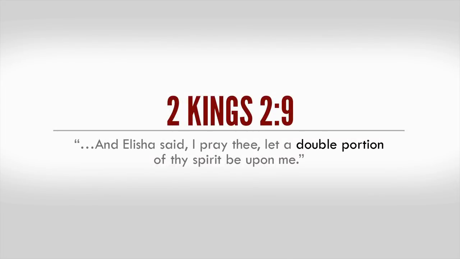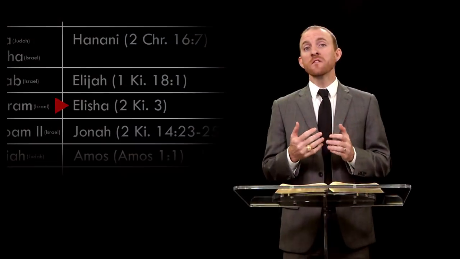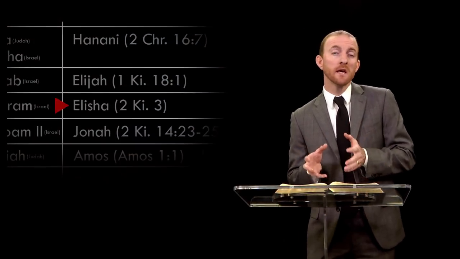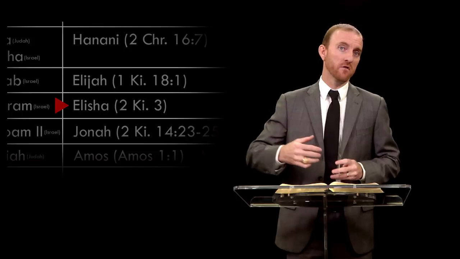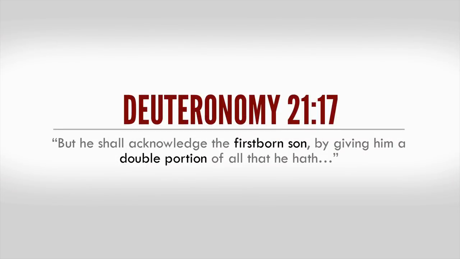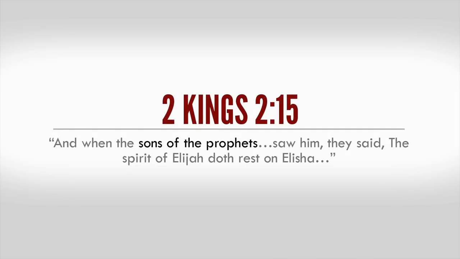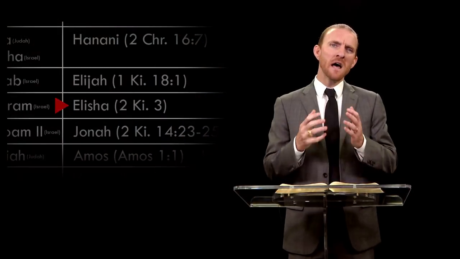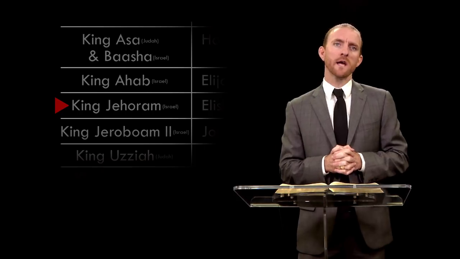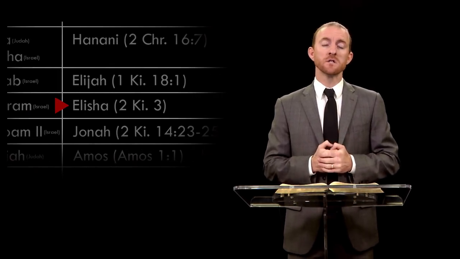Before Elijah left, he gave a double portion of his spirit, 2 Kings 2 and verse 9, to the man who would take up his mantle after him. This gave Elisha a double portion in comparison to the other prophets of that day. Reference Deuteronomy 21 verses 16 through 17. The results of which were obvious even to the other prophets, 2 Kings 2 and verse 15. Elisha would prophesy to Israel under the reign of Jehoram, 2 Kings chapter 3.